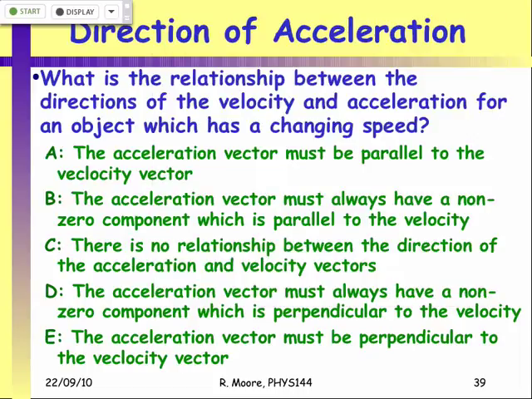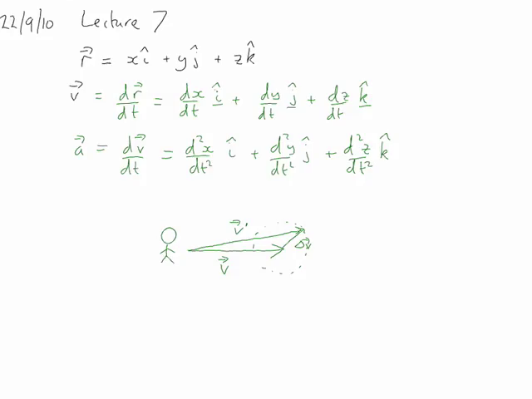So the correct answer was B. The acceleration vector must always have a non-zero component which is parallel to the velocity. So why the difference between when we're talking about velocity versus acceleration? Well, when we were talking about velocity, the acceleration vector is a change in velocity. So it doesn't matter what direction it's pointing in, it's going to change the velocity. But there's a difference if you're wanting to change the speed, right?